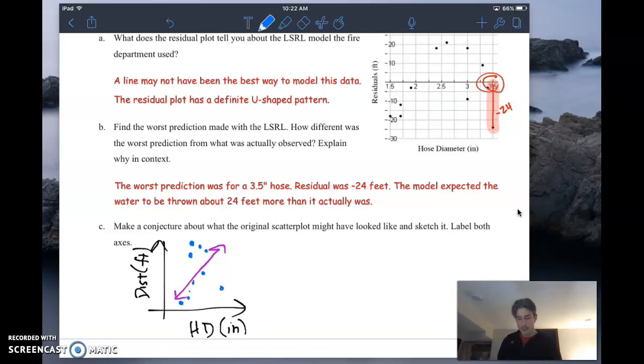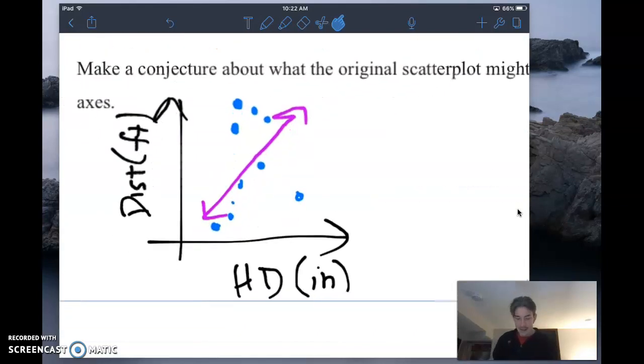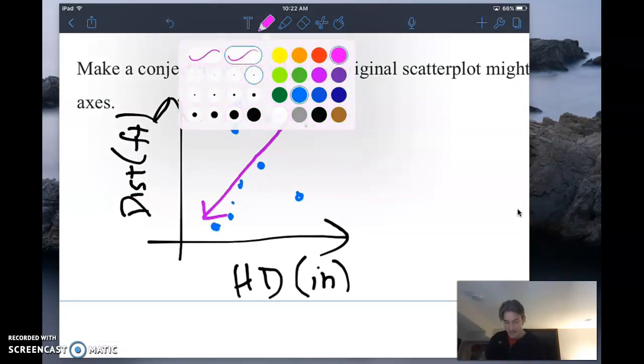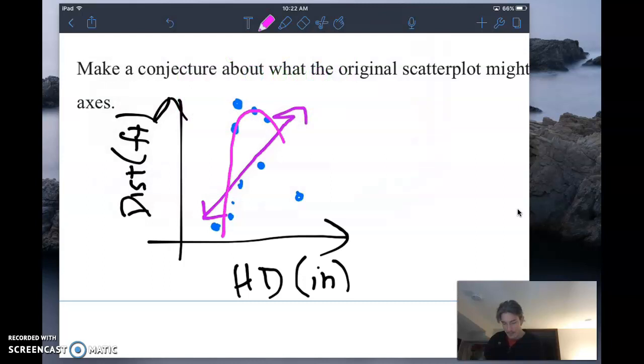And what that tells me, and again, this is a quick sketch, is this may not be a great linear model. This might be something that's better modeled with a curve. I can't say that for sure. I don't know what this actual data is.